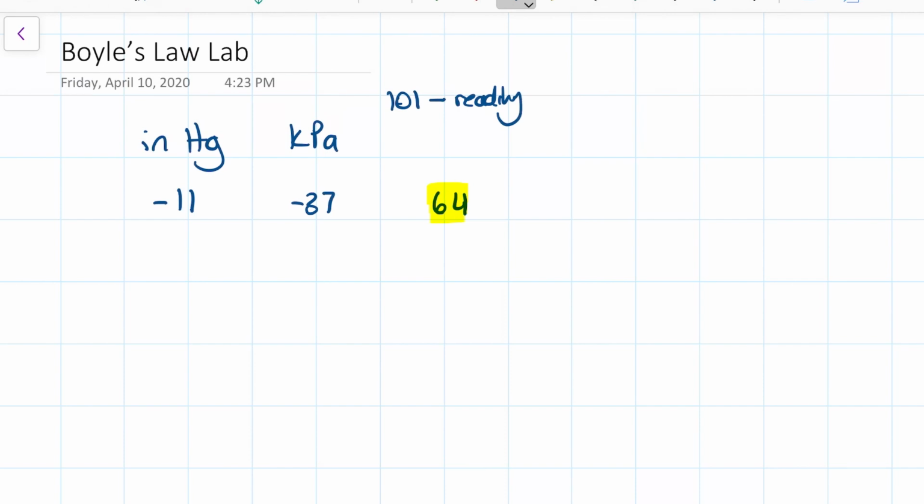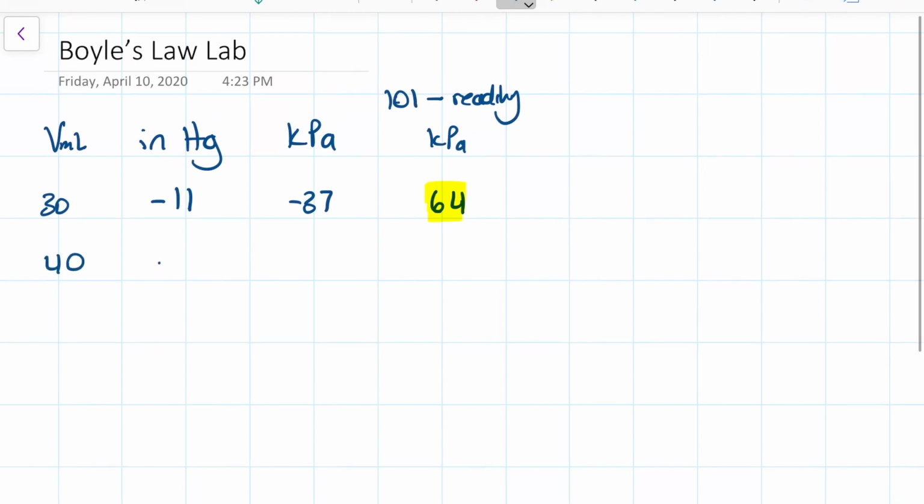At this pressure, I had a volume of 30 mils. So my volume is in mils, okay? This is my actual kilopascals. Then at 40 mils, my inches of mercury was -15. My actual kilopascals, according to the gauge, would then be -51. 101 minus 51 is 50. So this is the pressure reading we're going to use.